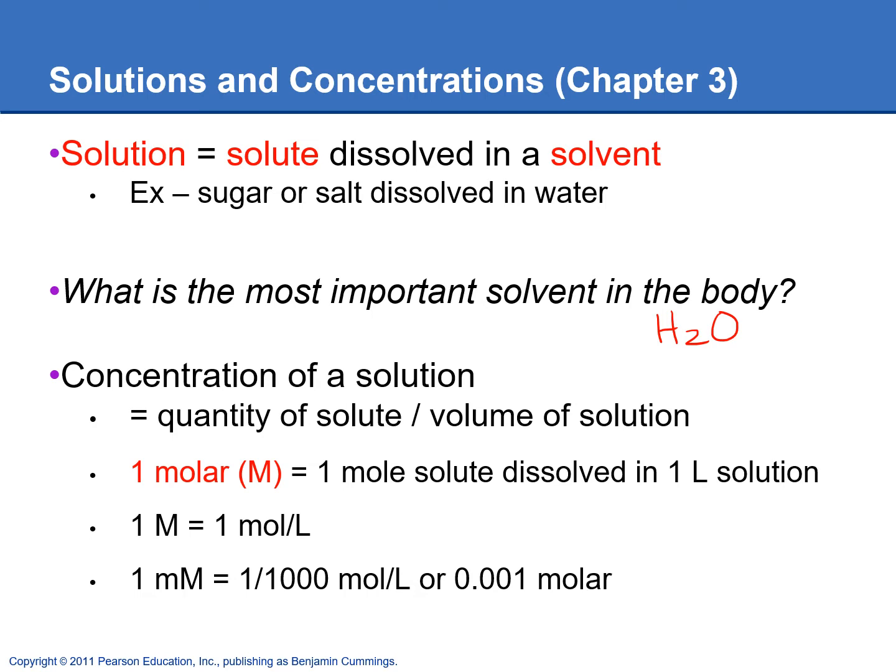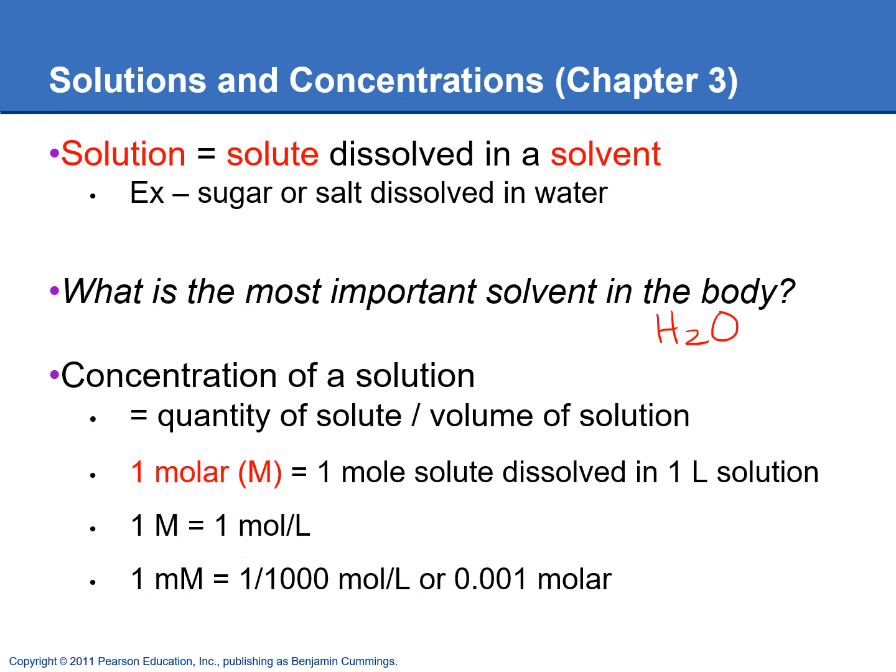And then we oftentimes like to measure the concentration of a solution. That's going to be measured by taking the quantity or the amount of the solute, and then you just divide that by the volume of the total amount of the solution. A lot of times we'll measure that in molar, and that's defined as 1 mole of the solute dissolved in 1 liter of solution. So a 1 molar solution has units of 1 mole of solute per liter of solution.